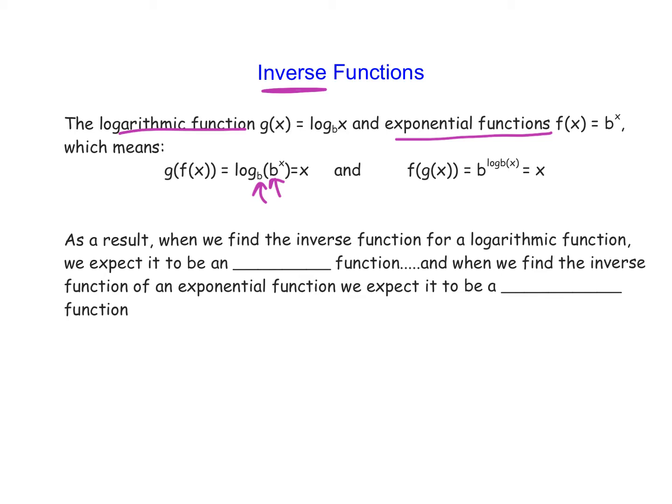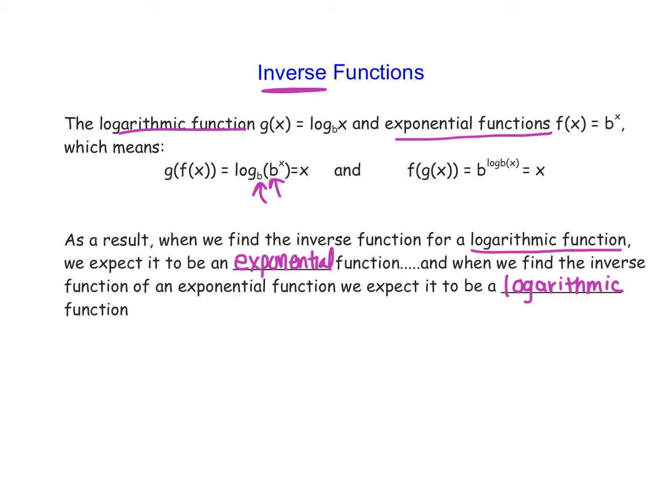to happen. When we're finding the inverse function of a logarithmic function, we will expect it to end up with some sort of exponential function, because the only way to undo a logarithm is to use an exponential. And then vice versa, when we find the inverse of an exponential function, we'll expect it to be some sort of logarithmic function, because again, logarithms undo exponentials, exponentials undo logarithms.